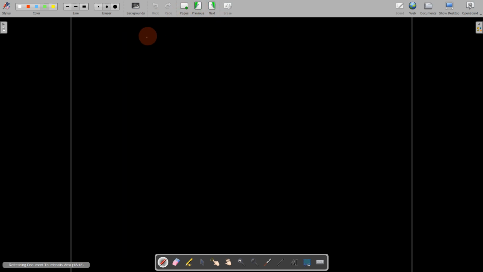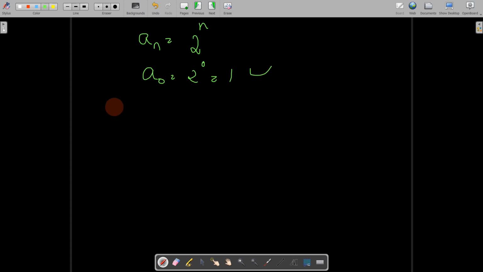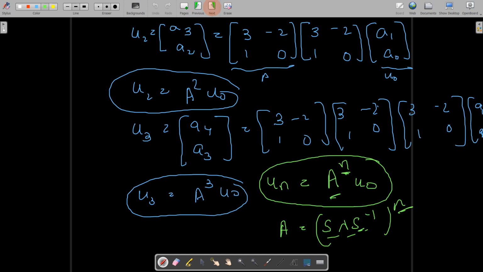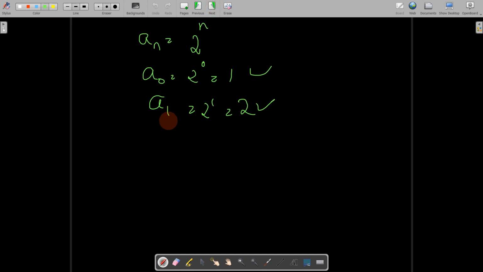We will add another page. Our an is equal to 2 to the power of n. That is our closed form of the equation. We will check whether it is generating the sequence or not. If we put n as 0, a0 is 2 to the power of 0, that is 1. That is correct. Our a1 is 2 to the power of 1, that is equal to 2. That is also correct. We saw, right, in the beginning, 1 and 2. So base cases are coming correct.